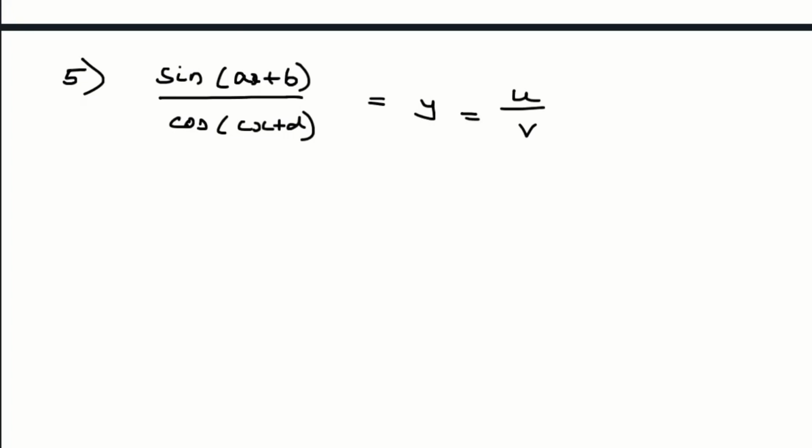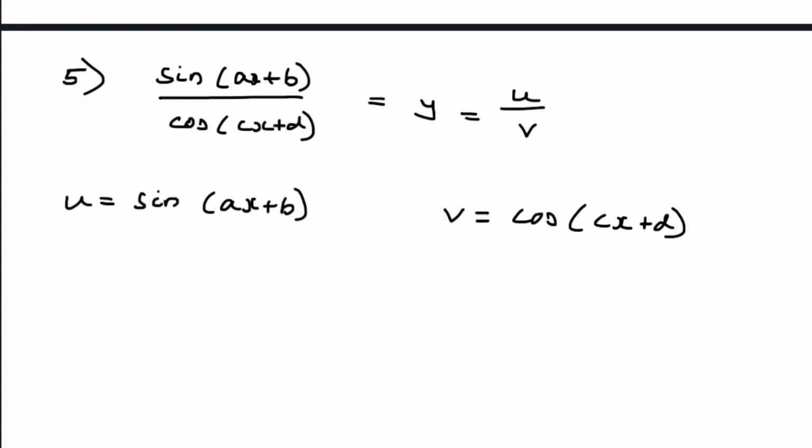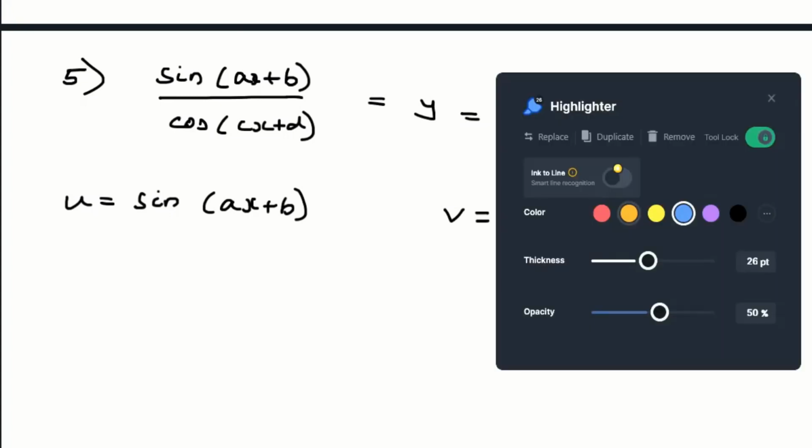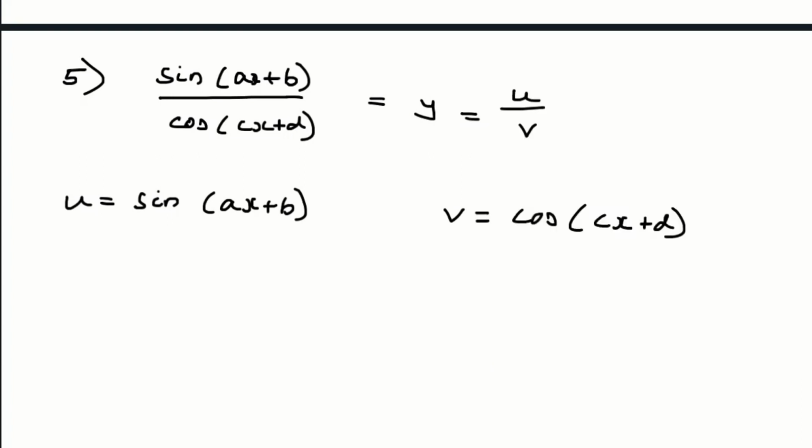So what is u here? U is the numerator always, sine of ax plus b, and what is v here? V is cos of cx plus d. So again there is variation. It is sine of ax plus b, so in the place of sin x you have this. Similarly in the place of cos x you have cx plus d. So make sure that you identify the term properly.